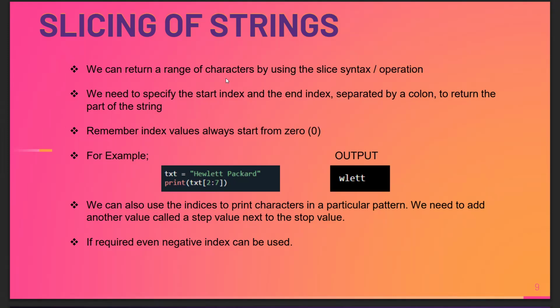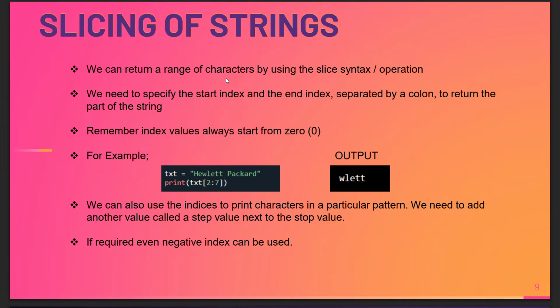We need to specify the start index and the end index. Why do we need to mention them? The start index is the index from which we need to start extracting characters, and the end index is the position at which we end our slicing. So whenever you mention a start index and an end index, it will print the values from the start index up to the end index only. It will not print beyond that index.